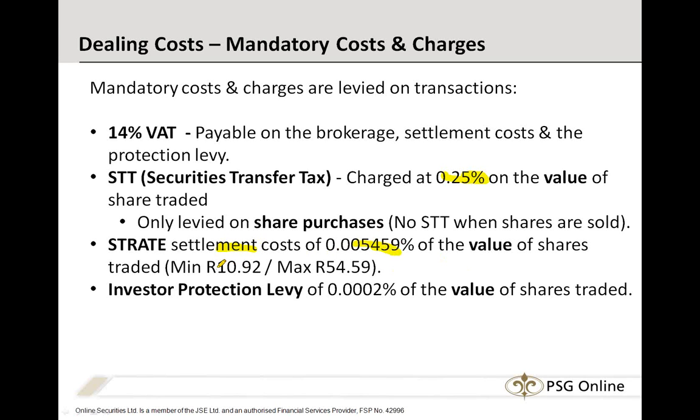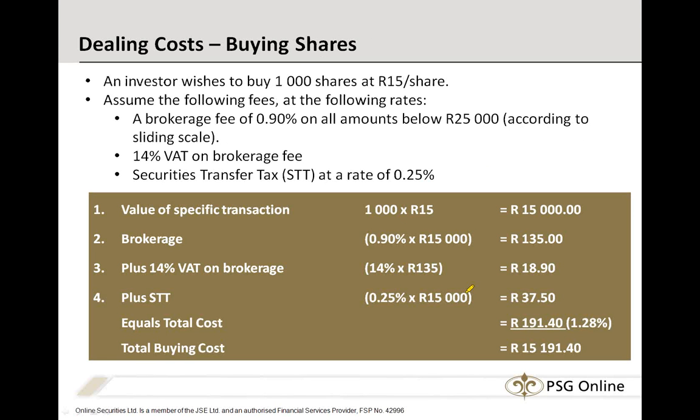Then we have what they call settlement costs, which is a large percentage, but with a minimum of 10.92 and a maximum of 54.59. This is all part of the dematerialized process. And we have this thing called the investor protection levy, a very small percentage that goes to the surveillance department of the JSE, obviously for the systems and things like that. It's calculated on the value of the transaction. So let's look at an example.